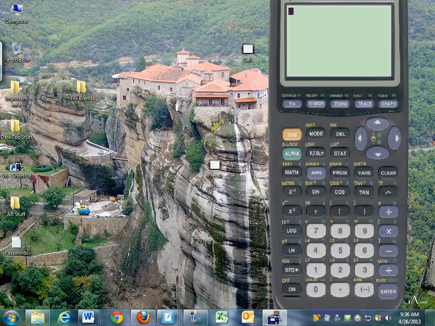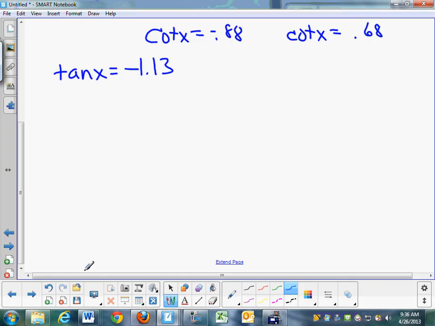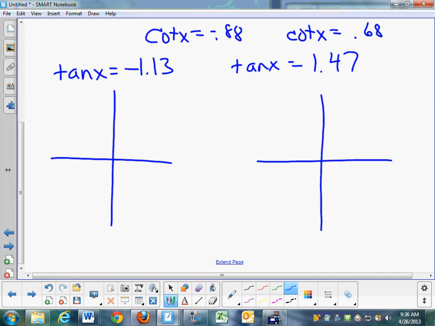Oh, gosh. Okay. Here we go. So, if you want to inverse that, I'm sorry, we just go negative 0.88, and then you press that X inverse button, negative 1 power. And you can see you get negative 1.13. All right, so let's do the other one. So we've got tangent of x is equal to, what's this one? Inverse of 0.68. 1.47. So the question is, where is tangent negative and where is it positive?